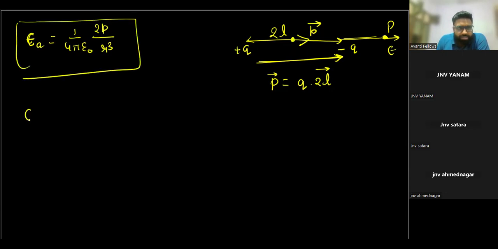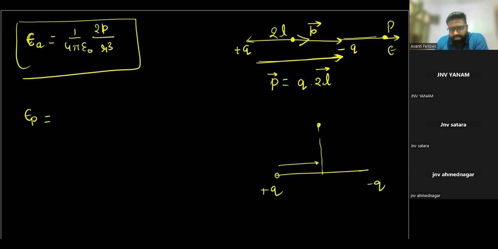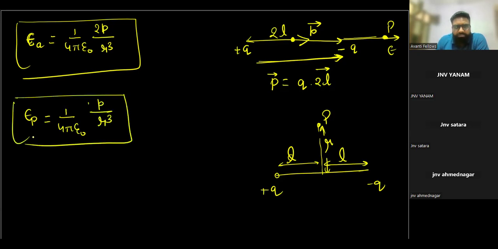And in the equatorial position or perpendicular position, this will be the case. This is plus q, this is minus q. Here we have taken a point at the perpendicular bisector. So this distance would be L, this distance would be L, because total distance is 2L. This is point P and this distance is R, the perpendicular distance. Now what is the electric field in this case? It will be 1 upon 4 pi epsilon naught, P upon R cube. This is for a short dipole.